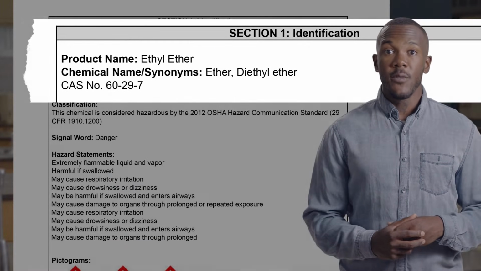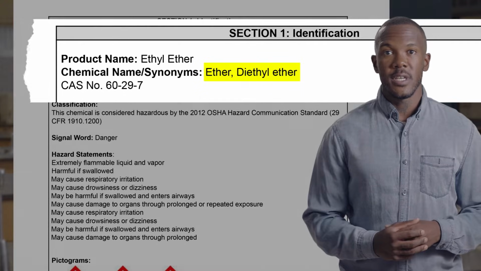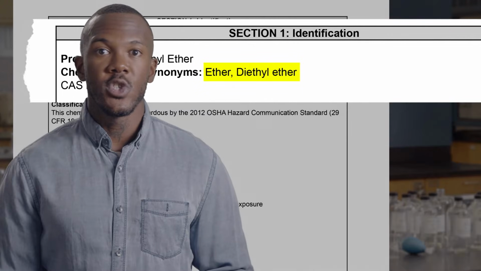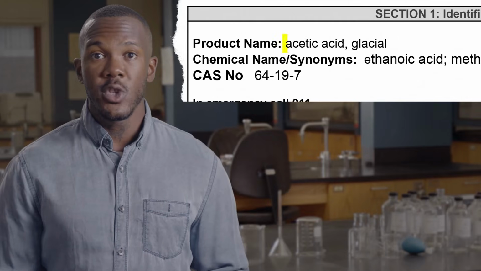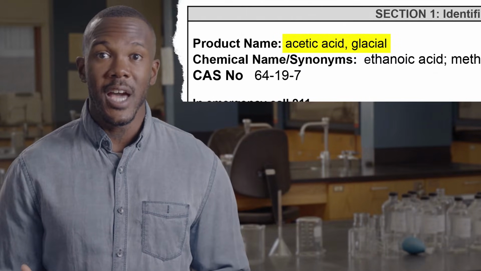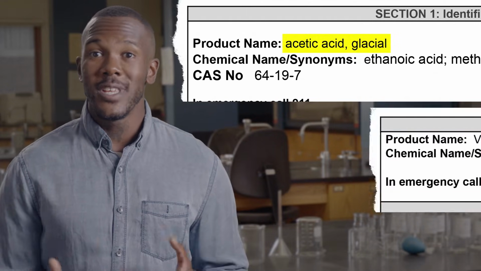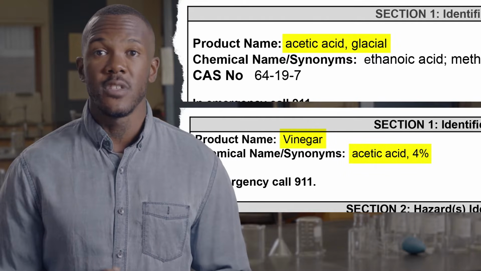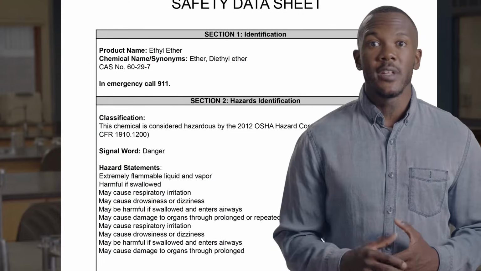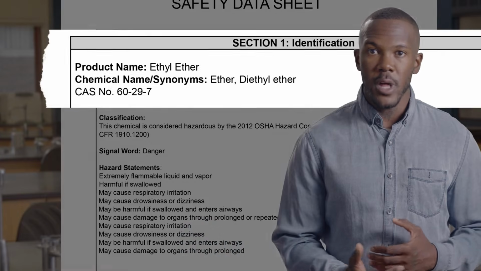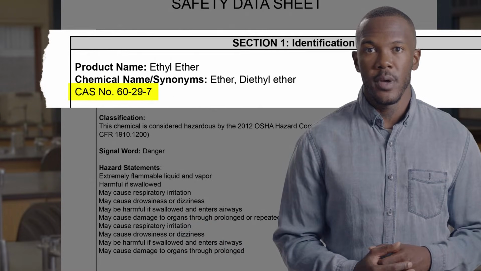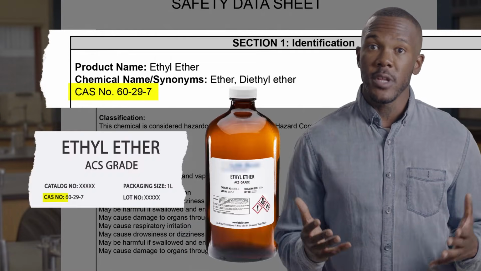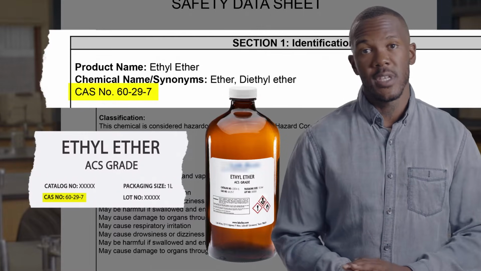Chemicals sometimes have several names, and these will be listed on the SDS. Also make sure the concentration is the same. If you're working with glacial acetic acid, which contains 99% acetic acid, you don't want an SDS for vinegar, which only contains 4%. Finally, every chemical has a unique Chemical Abstract Service registry number. This identifier and the name on the container must match the number on the SDS.